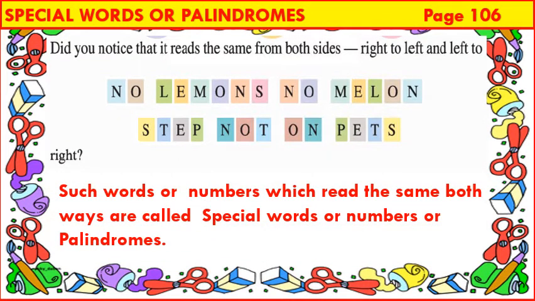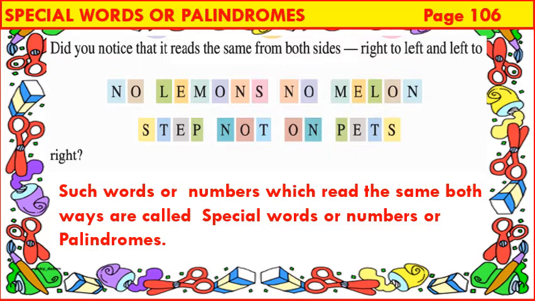Children, have you noticed that some sentences read the same from left to right as well as from right to left? For example, no lemons, no melon. Now try to read from right to left. It will read the same, that is, no lemons, no melon.